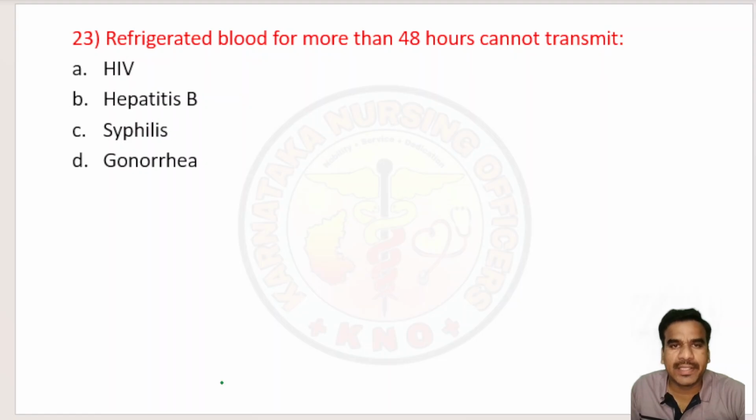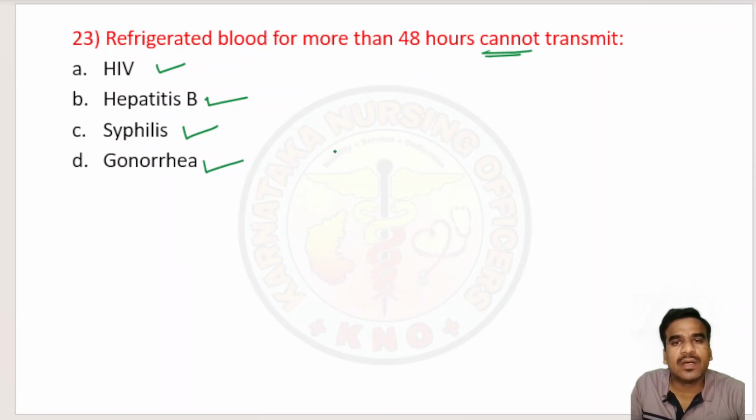Next we'll move on to the next question, that is: refrigerated blood for more than 48 hours cannot transmit, this is very important, cannot transmit the below disease condition. Option A is HIV, option B is hepatitis B, option C is syphilis, and D is gonorrhea.